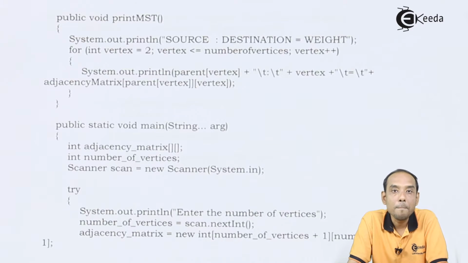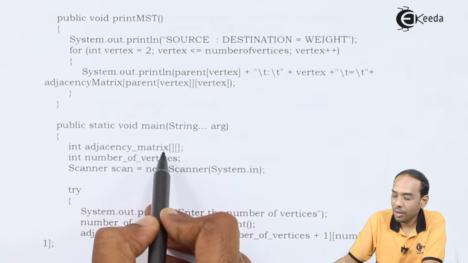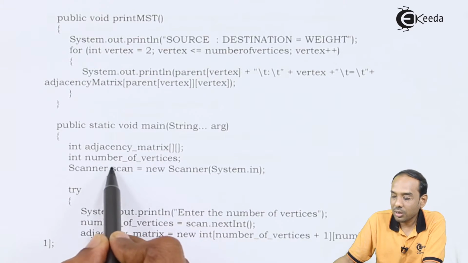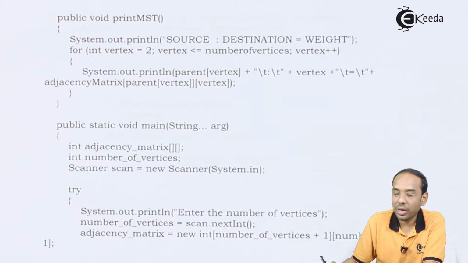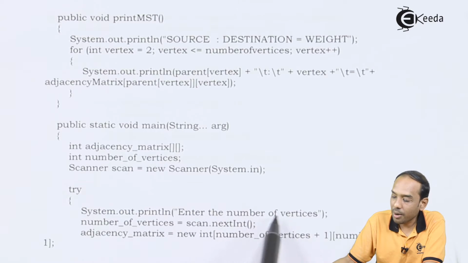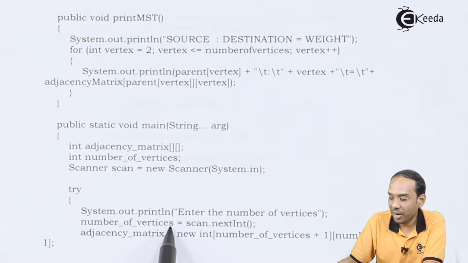Now we will go for the main function of the class with the concept of try catch block. We write down the adjacency matrix with the rows and columns. Then we have the number of vertices. We take the scanner class object called scan to take the value from the user. Then we put our code into the try catch block. Let us begin. We have asked the user to enter the number of vertices.